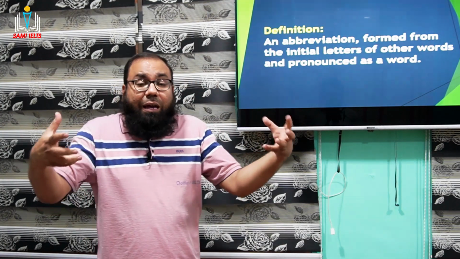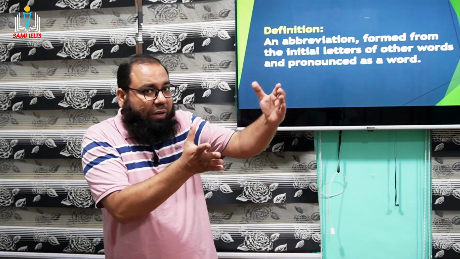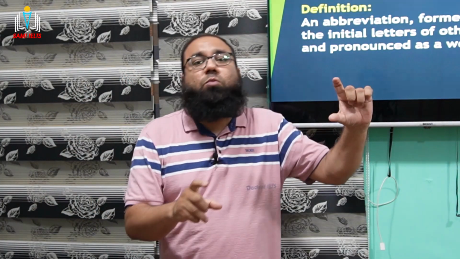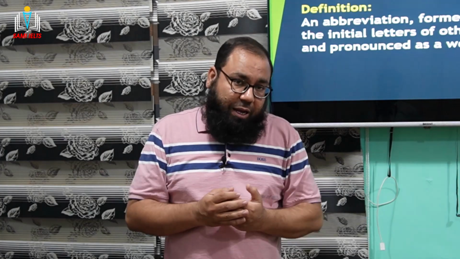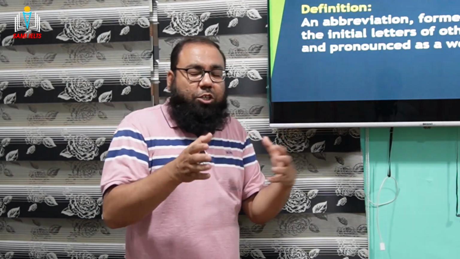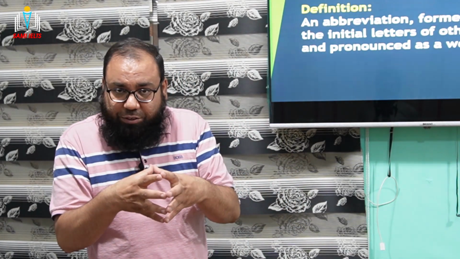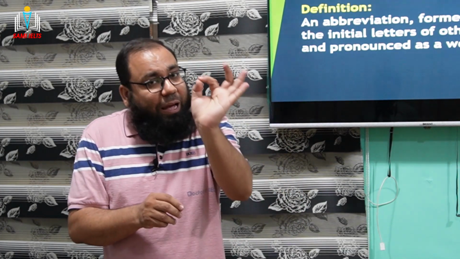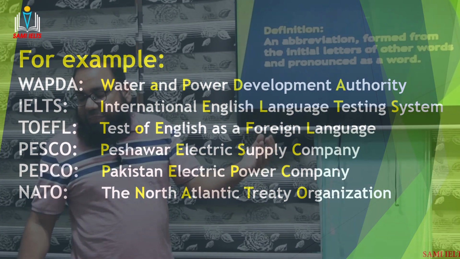Let me make it easy for you guys. What is acronym? The collection of letters, two or more than two letters collected and pronounced as a word, but every letter stands for a separate word. It is called acronym. This is a kind of more comprehensive definition, but with more explanation, I just gave this definition that acronym is the collection of letters which is pronounced as a word, but every letter stands for a separate word. It is called acronym. Let me give you some examples.